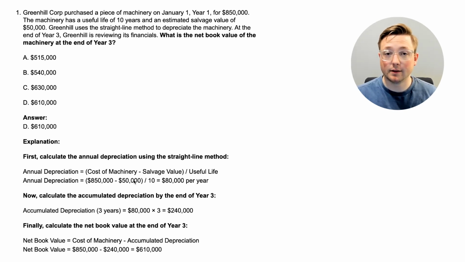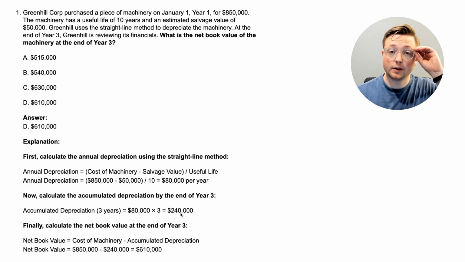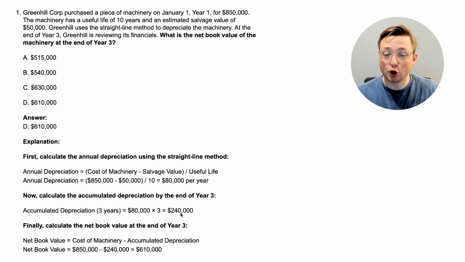You're expecting to salvage, or be able to sell it or break it down, for $50,000 at the end of its useful life. And so that gives you $800,000 divided by the useful life of 10 years. That gives you $80,000 of depreciation per year. Since it's asking for year 3, we multiply the $80,000 of depreciation by 3 years, and that gives us $240,000 of accumulated depreciation that has happened over the previous 3 years.